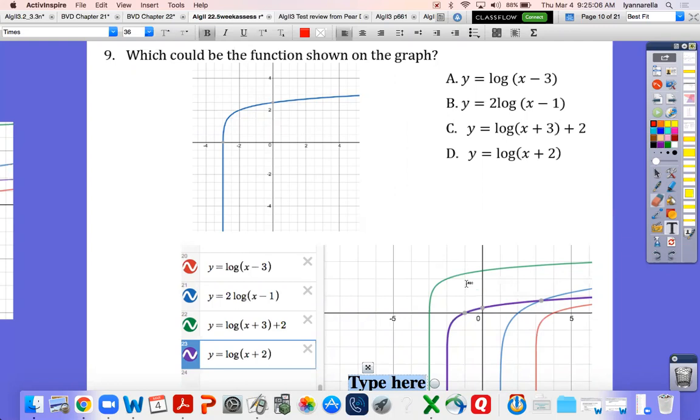Green and purple look very close to it. Which one is the closest, do you think? Yes, I agree. I think the green graph is the closest to the blue. The purple one kind of looks like it, but it's not quite right. So make sure you graph all of them before you decide which one it is. Yeah, exactly. So there's the answer to that question as well.